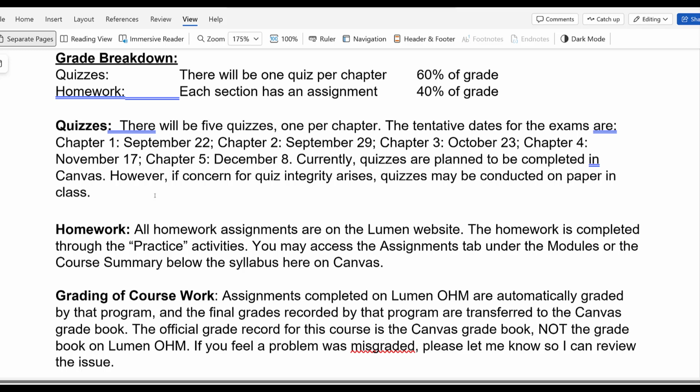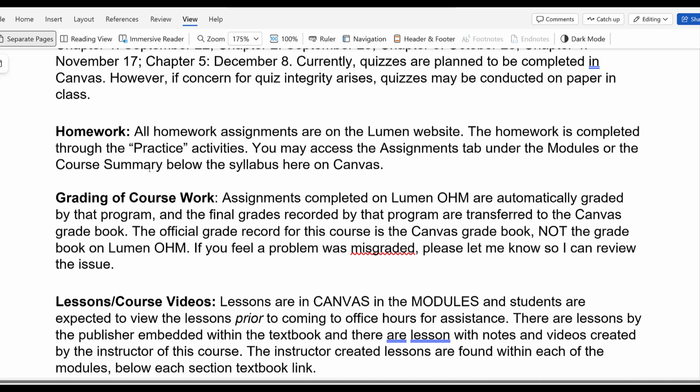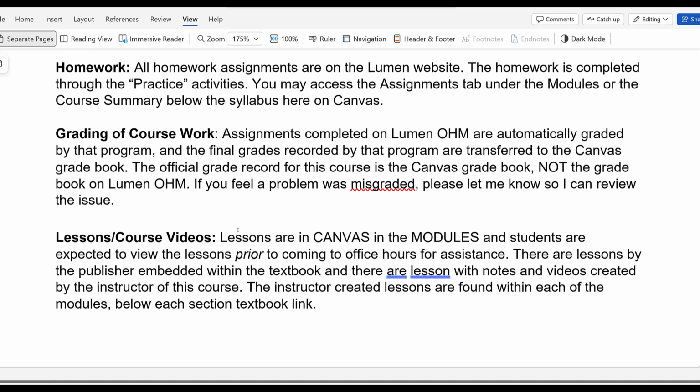Homework: all homework assignments are on the Lumen website, but they're all embedded in Canvas. So homework is completed through the practice activities. You may also access assignments through the modules or course summary below the syllabus on Canvas.